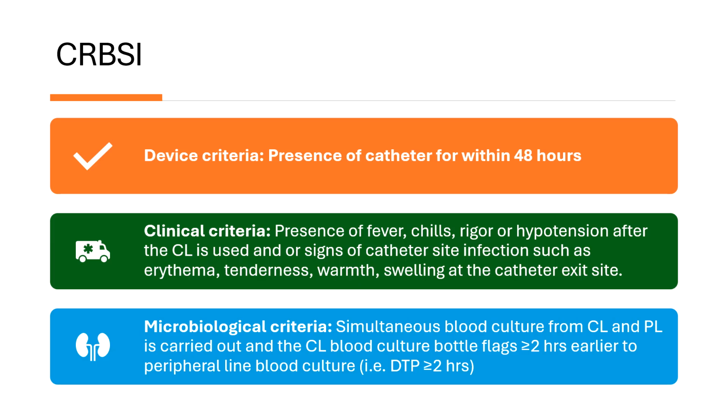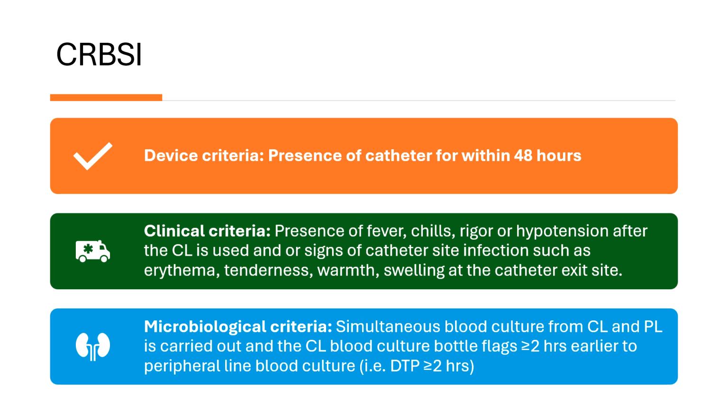Now CRBSI, that is catheter related bloodstream infection. So in this also the device criteria is presence of a catheter, that is central line catheter, within 48 hours. Clinical criteria. So basically it's a bloodstream infection. What are the symptoms of bloodstream infection or sepsis? So basically patient will have fever, chills, rigor, hypotension. In this, it should also be checked as it is line related. So the catheter site where it is placed, there should be either erythema, tenderness, swelling or pus is what one has to check.